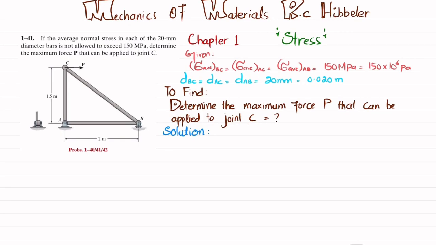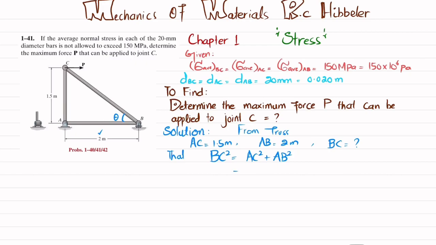From this truss, you can see it is a right angle triangle, so we have to find this angle theta. Clear? We know that AC is given as 1.5 meter and AB is given as 2 meter, so we'll find BC, which is not known. By using the Pythagoras theorem, BC square is equal to AC square plus AB square. You can just put the values, AC is 1.5 square plus AB is 2 square, and we take the square root on both sides, which will give you the length of BC.